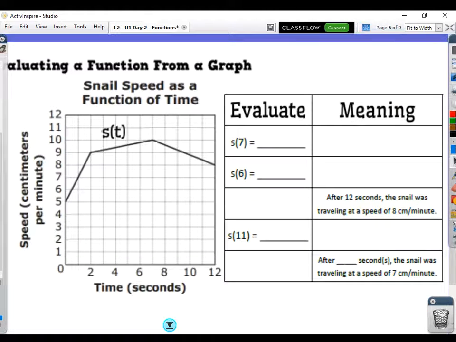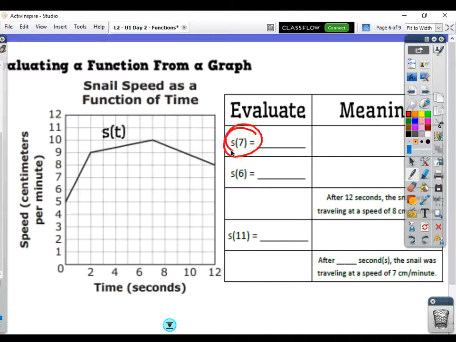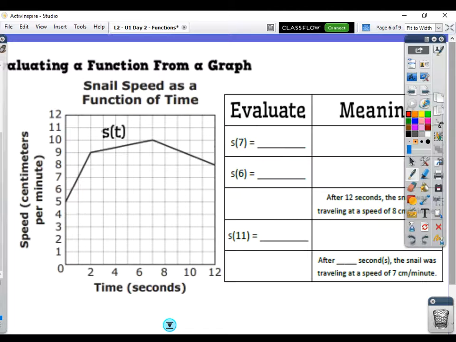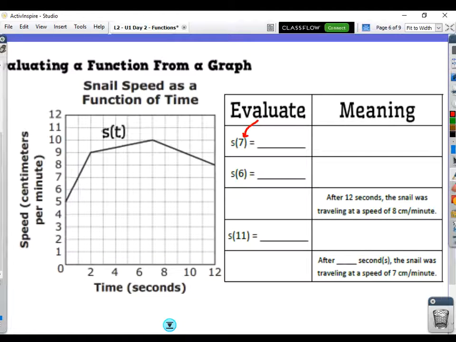So when we look at the bottom of your page, right on the right-hand side of my screen, and you look at this first expression, this first function, that says s of 7. Well, if it says s of 7, the first question is, what does that actually stand for? And then the second question would be, what does it equal? So let's start by talking about what that s of 7 is. That 7 is our x, but our x value is time. So this 7 actually means 7 seconds. What's happening after 7 seconds, or how fast are we going after 7 seconds?